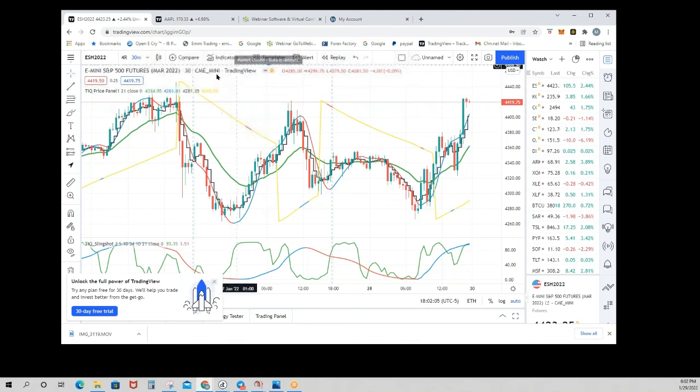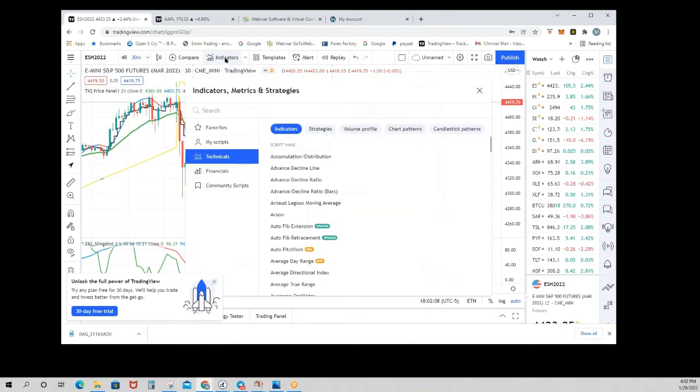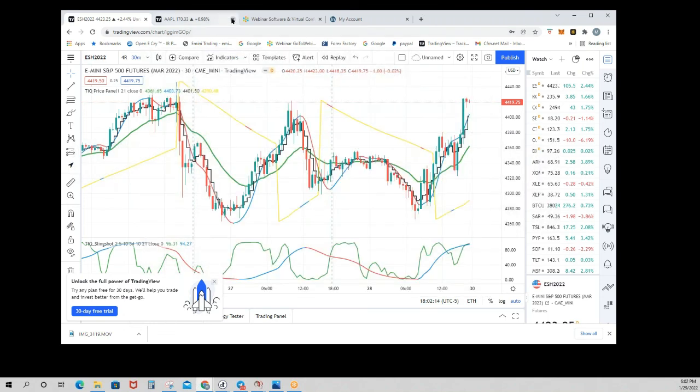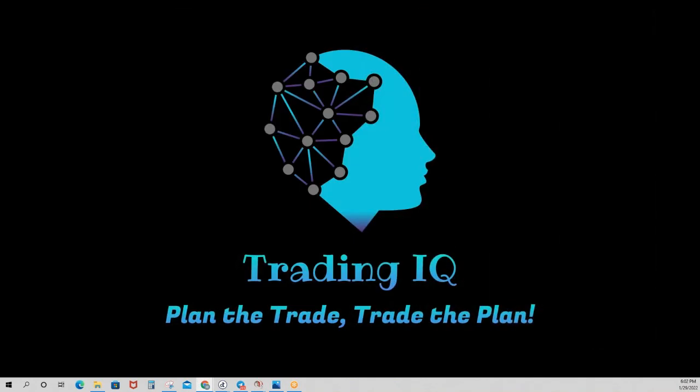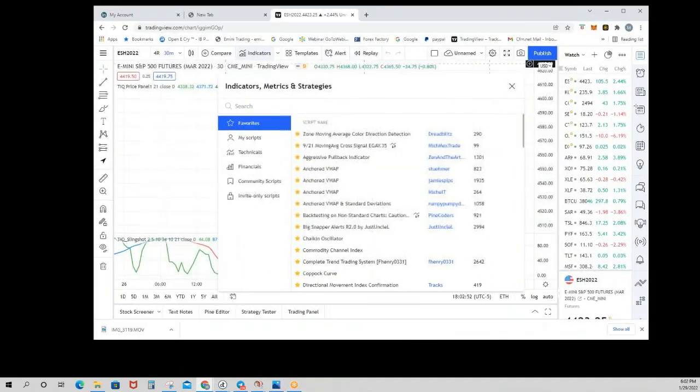Now, when you're doing this, go to indicators right here, and down here it's going to have a different thing for you. It's not showing it right here because I am not logged in appropriately, but let me give you exactly what it's going to have. User defined scripts. Here, this is what it is. You'll go here where it says invite only scripts. Click on invite only scripts.